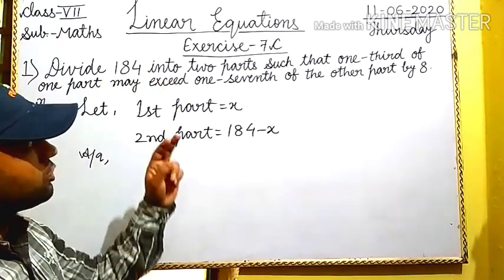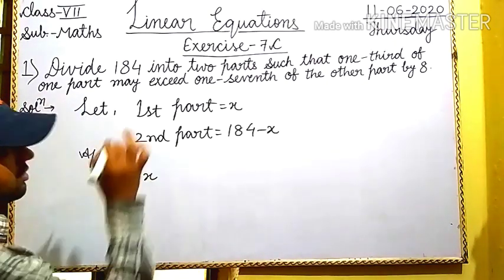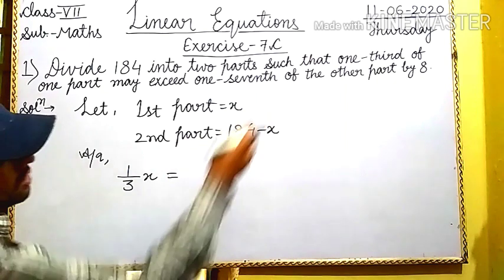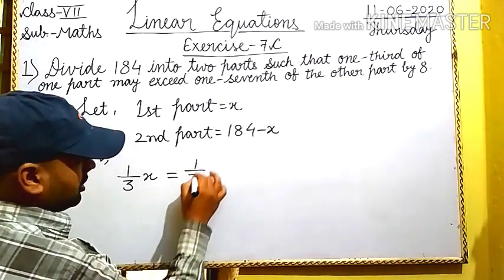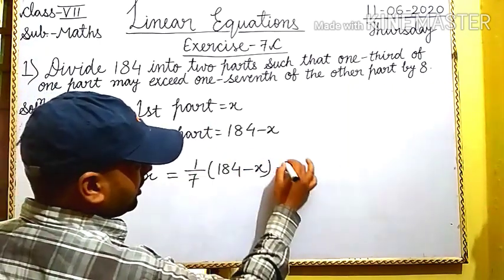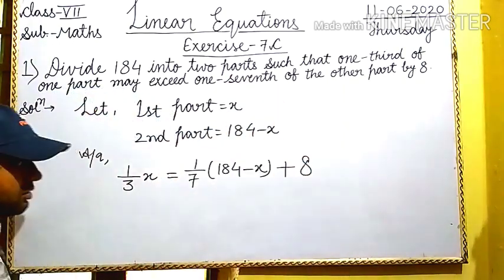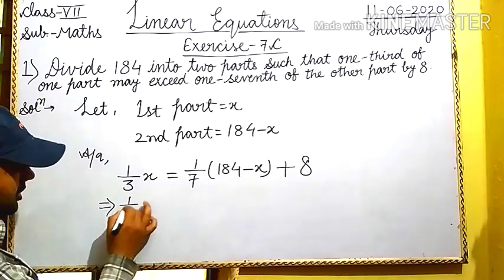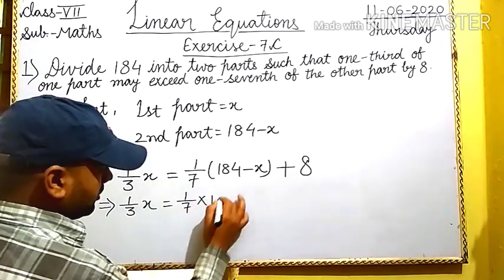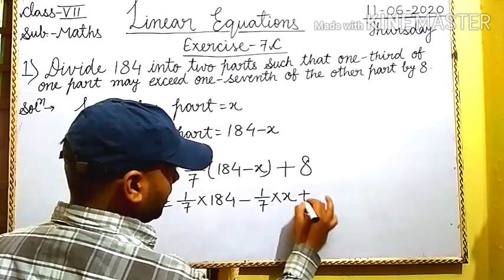divide 184 into two parts such that 1/3 of one part, means 1/3 x, may exceed, equal sign, 1/7 of the other part. Here the other part is 184 minus x. Exceed means use plus sign, by 8. There write 8. Is it clear? 1/3 x equals, here remove the bracket, 1/7 into 184 minus 1/7 into x plus 8.